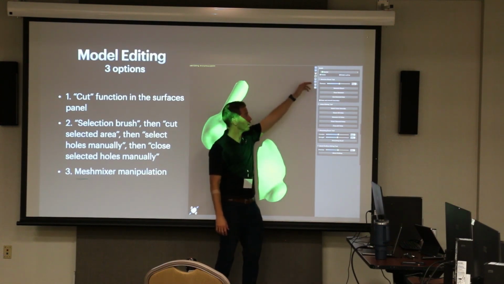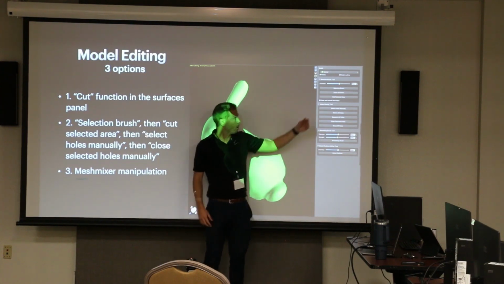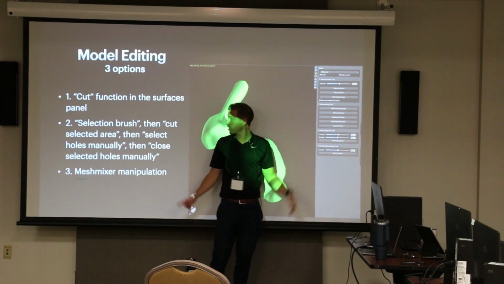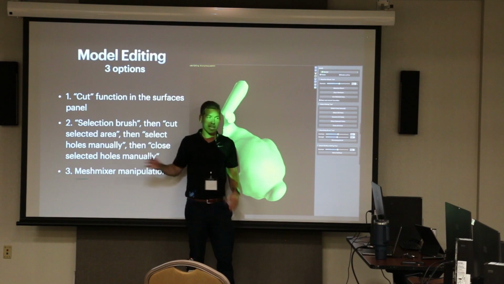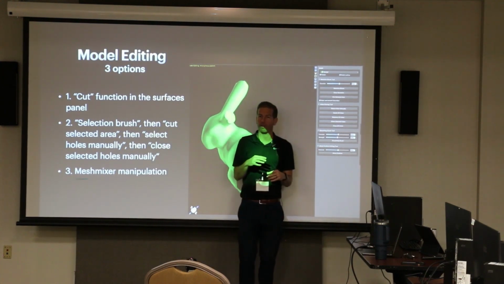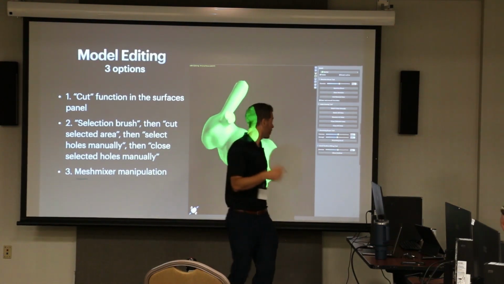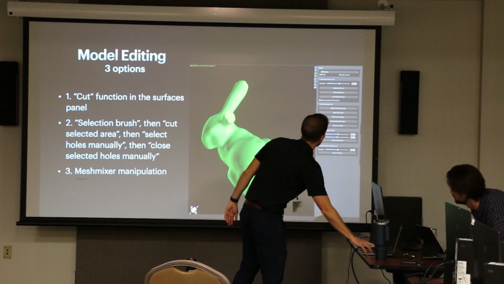So what we're going to do here is use the selection brush. We're going to select an area. Then we're going to cut that selected area, cut it out, and you're going to be left with a hole in the model. Then you're going to go and close that hole. I'm going to show you a video here, so watch what I'm doing.